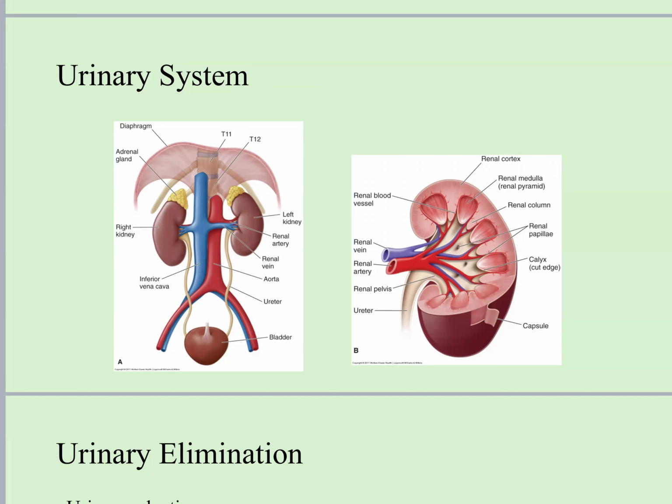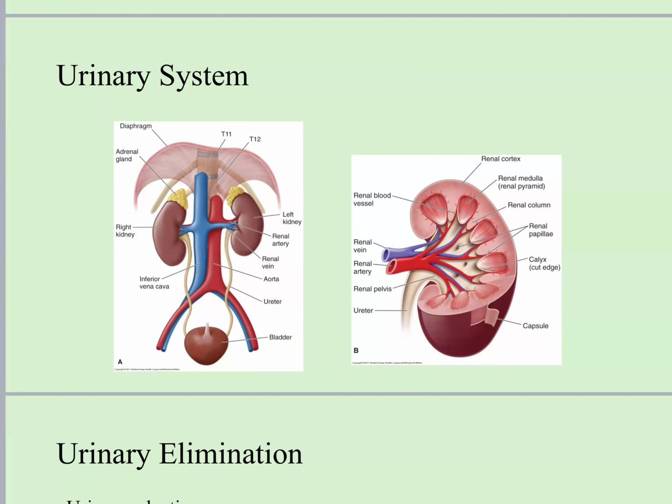And then that narrows to form the ureter, and that ureter's job is to carry the urine to the bladder. So the renal cortex is responsible for filtration and initial urine formation. The renal medulla concentrates urine. The renal pyramids drain urine into the calyces. The renal columns support the vessels between the pyramids.